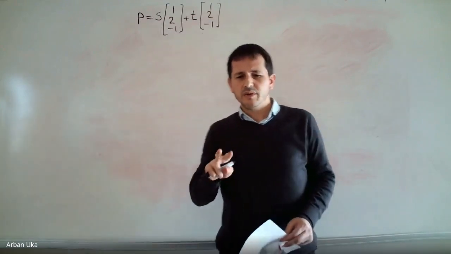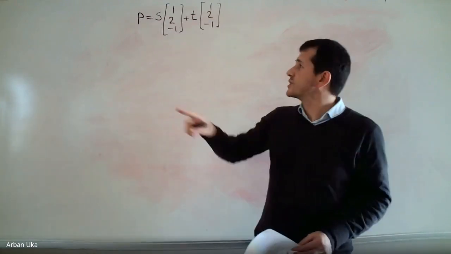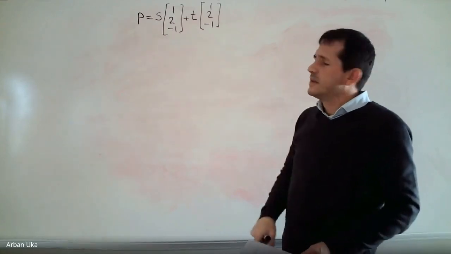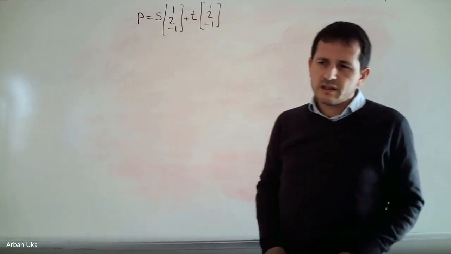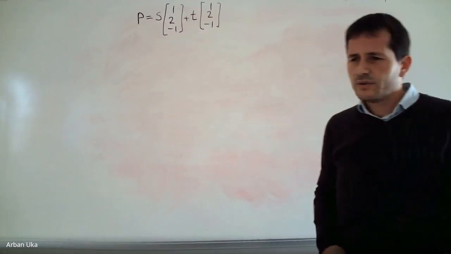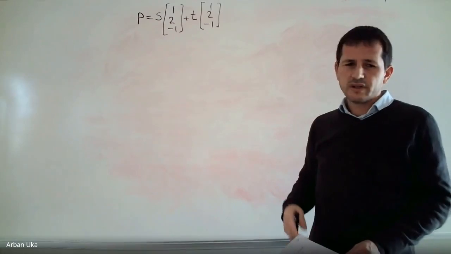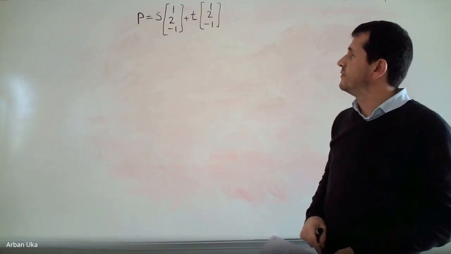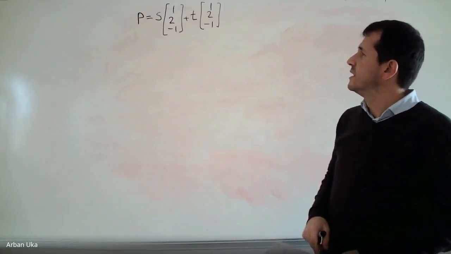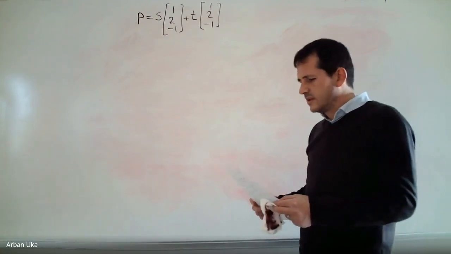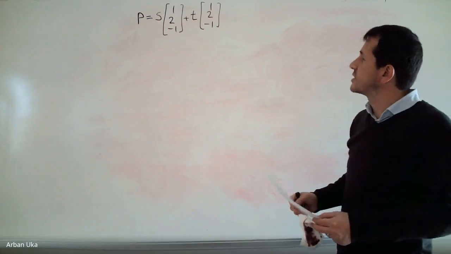In order to have a plane, we need at least two different directions, which in this case we have because we have two vectors. These two vectors are different from each other, which means we're not in a line, we're not in 1D, as we've explained before. So here, the first question is, let's find the Cartesian representation of the plane.